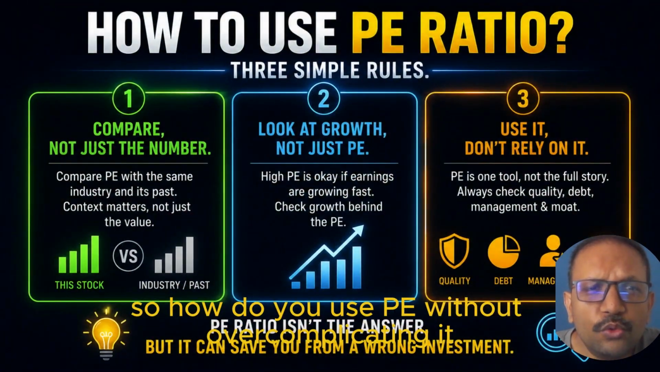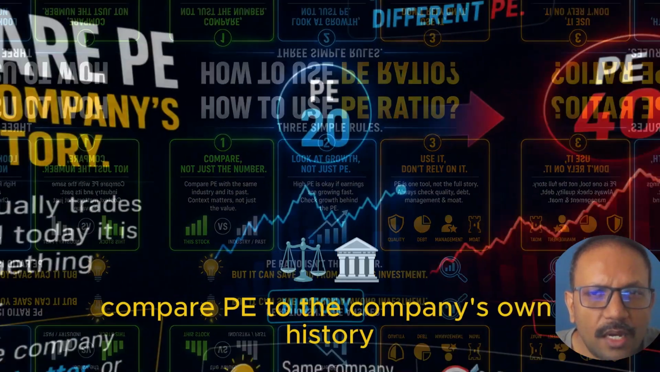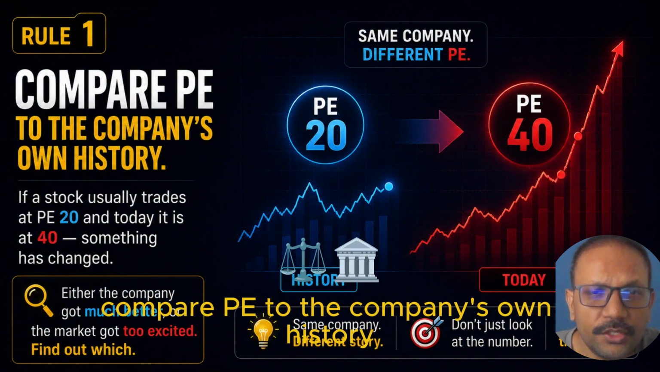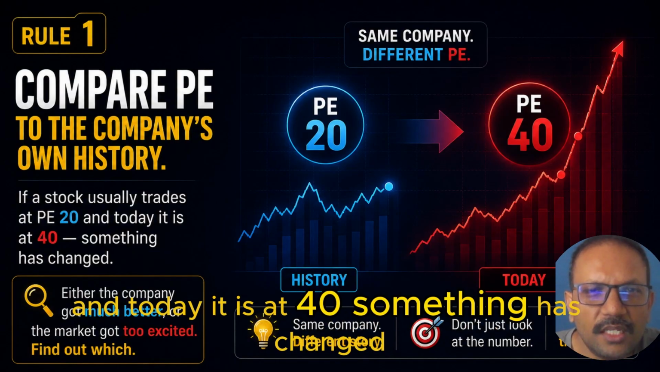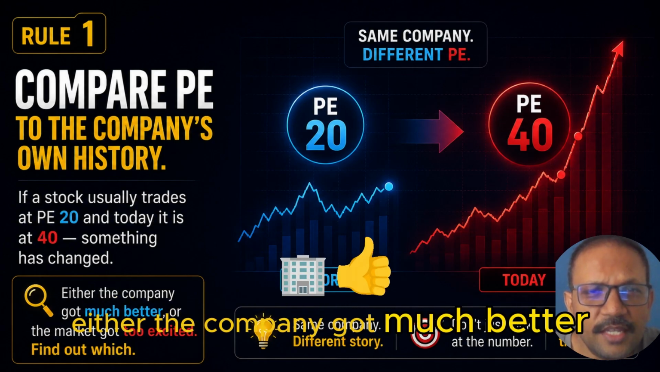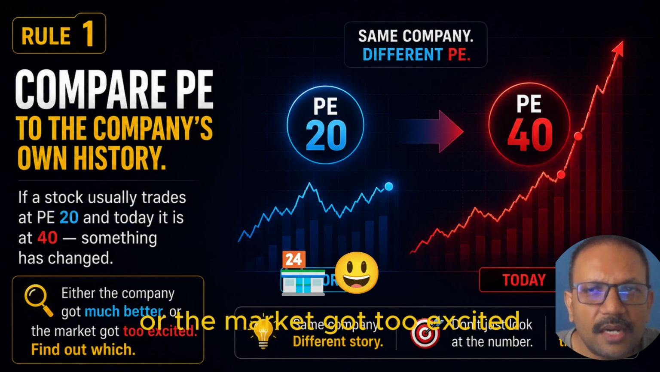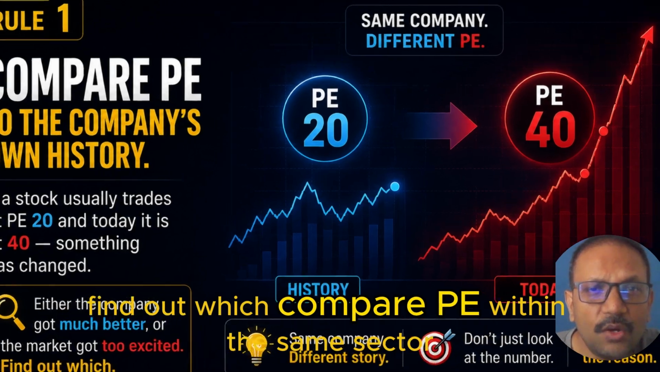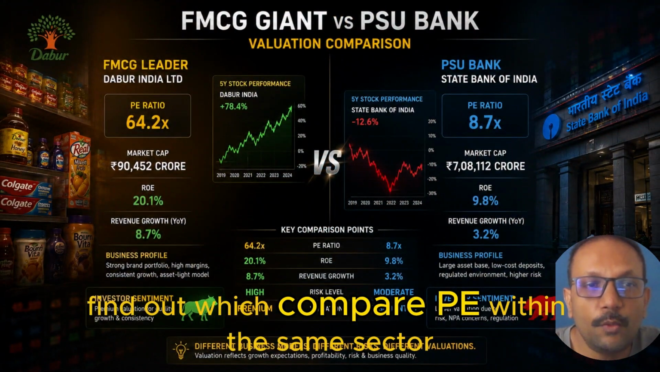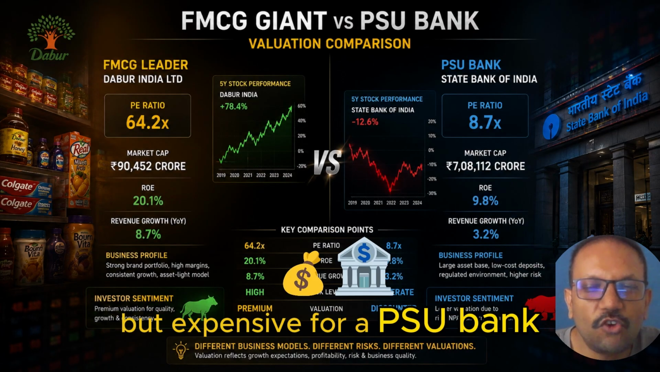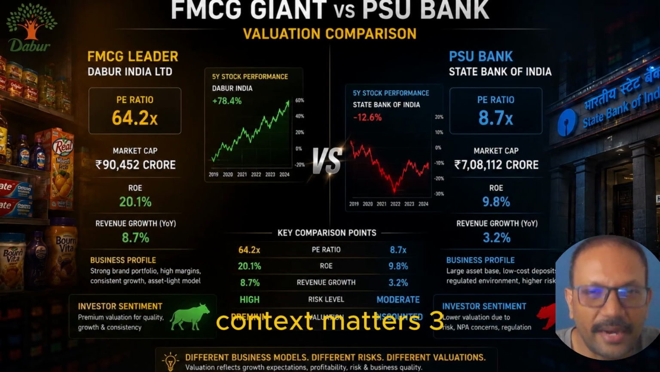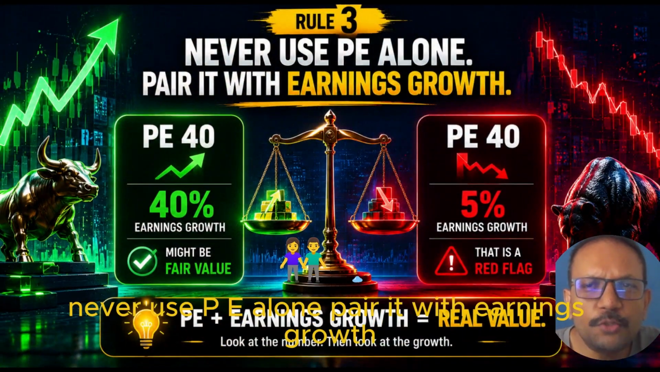So, how do you use PE without overcomplicating it? Three simple rules. One, compare PE to the company's own history. If a stock usually trades at PE 20 and today it is at 40, something has changed. Either the company got much better or the market got too excited. Find out which. Two, compare PE within the same sector. A PE of 30 might be cheap for an FMCG company, but expensive for a PSU bank. Context matters.